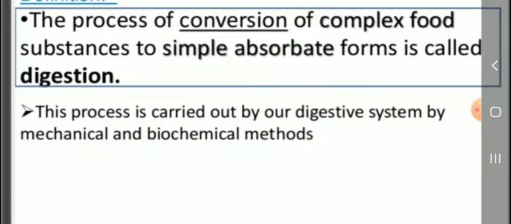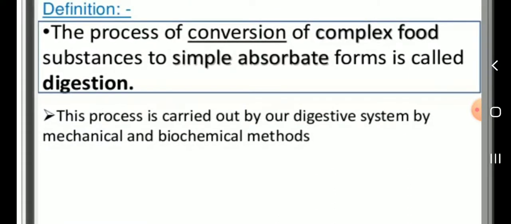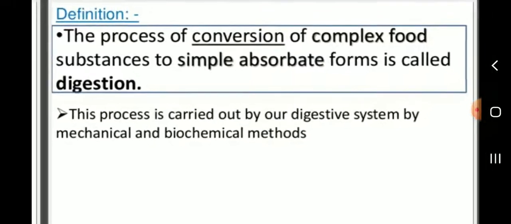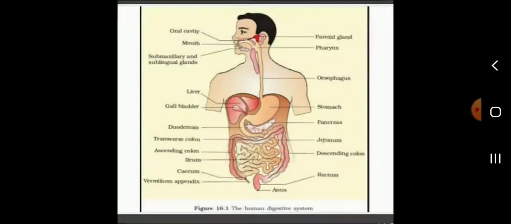Okay, listen. The definition of digestion. What is digestion? The process of conversion of complex food substances to simple absorbable forms is called digestion. The large complex molecules are converted into simple molecules. That is the definition of digestion. This process is carried out by our digestive system by mechanical and biochemical methods.